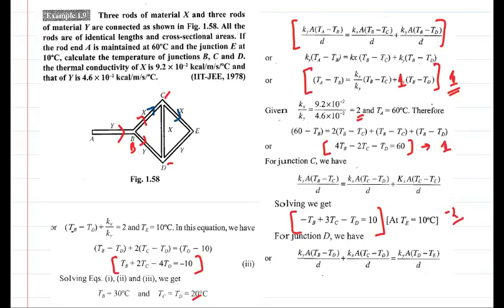Okay. So I'll start with writing the equation at junction B. At junction B, I is equal to I1 plus I2. So I, which is TA minus TB by R, is equal to this by this. Got it? Wait, I'll just write it down. I'll just solve it for you guys.